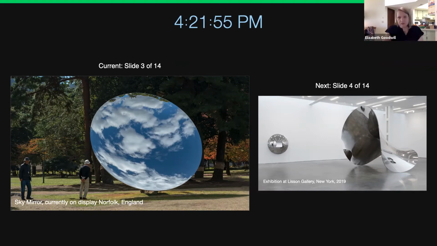But an interesting fact is this one's guarded around the clock because they don't want people to touch it. Yeah. Judy, do you have anything on this one?